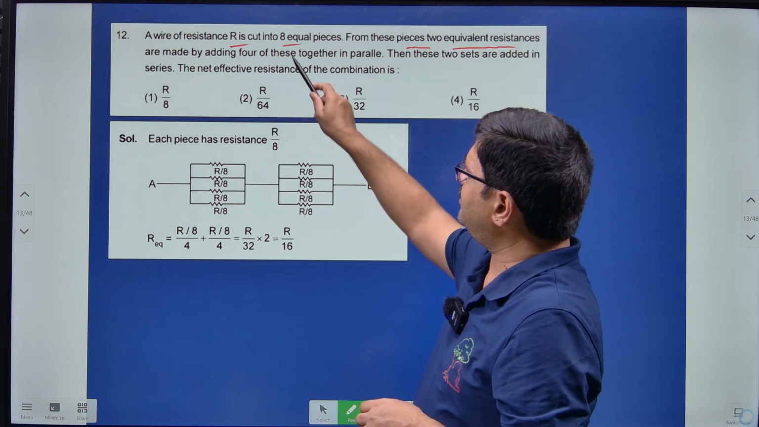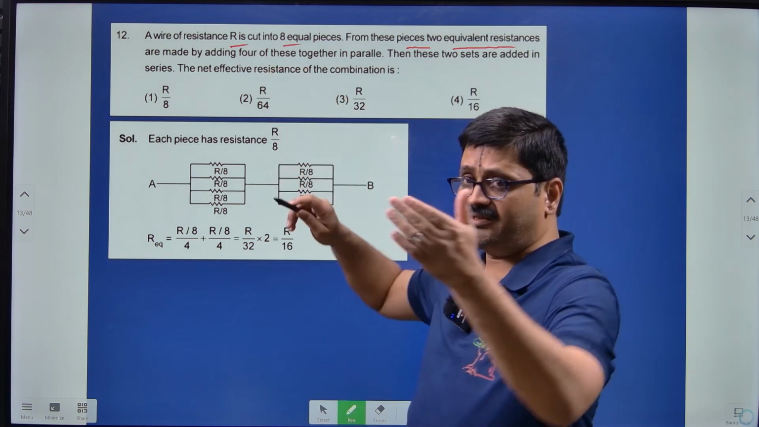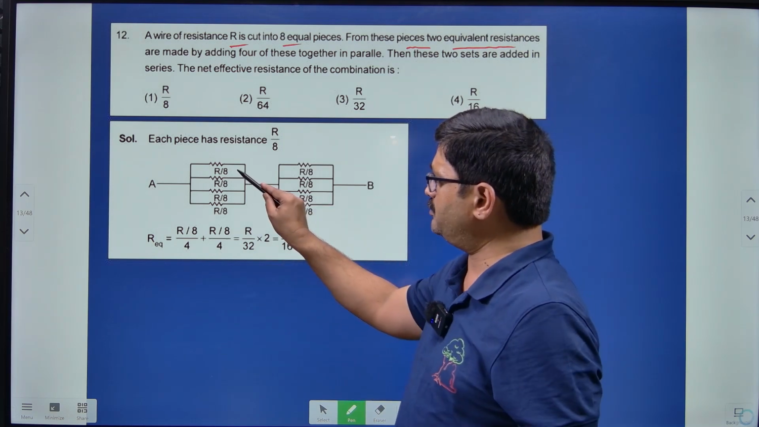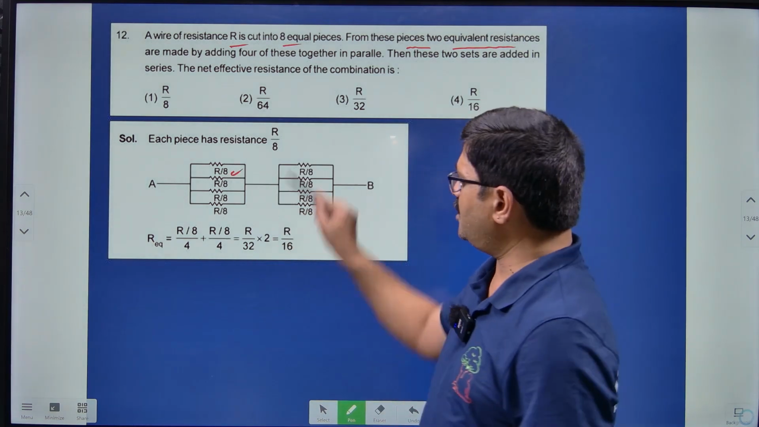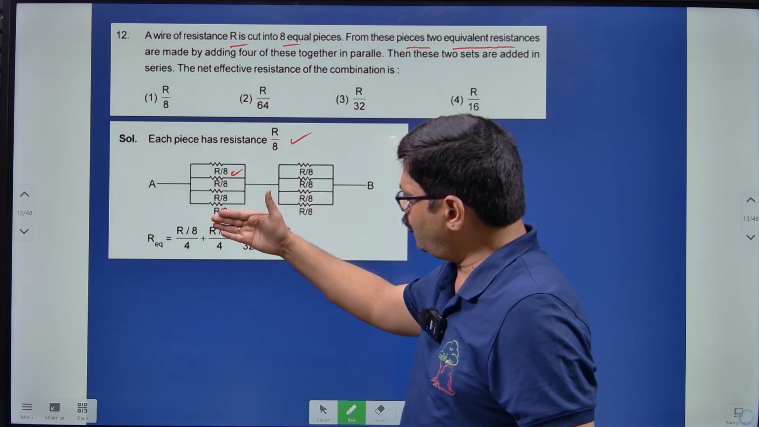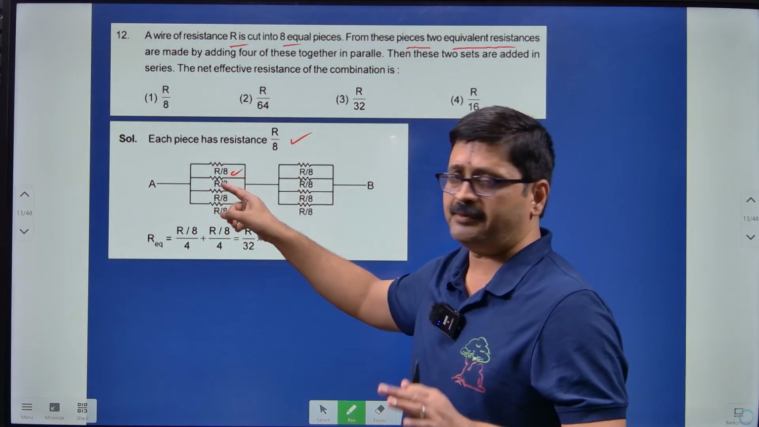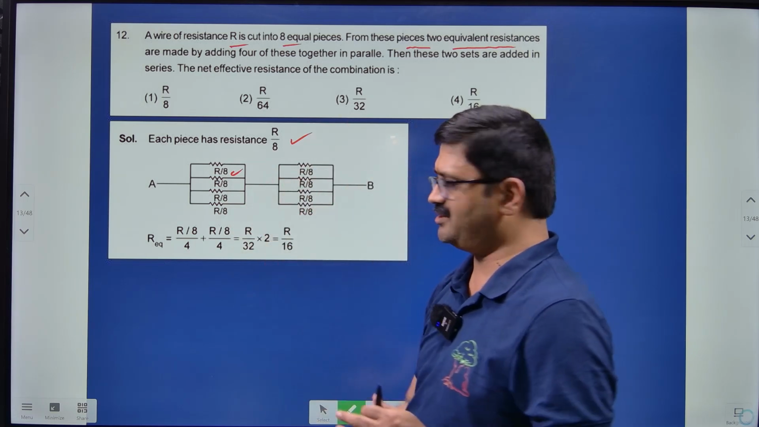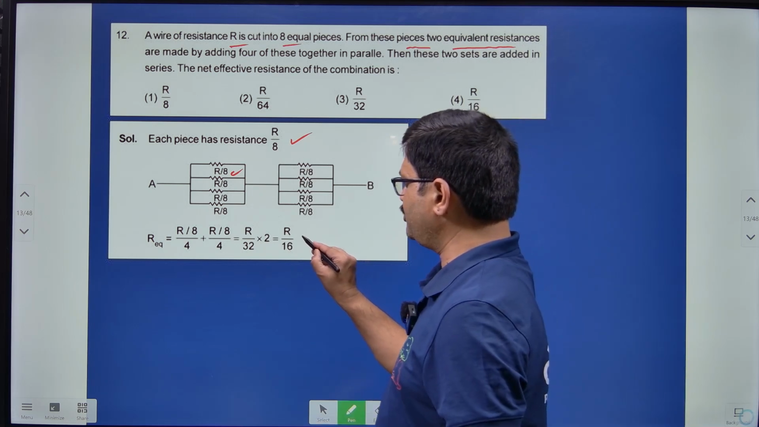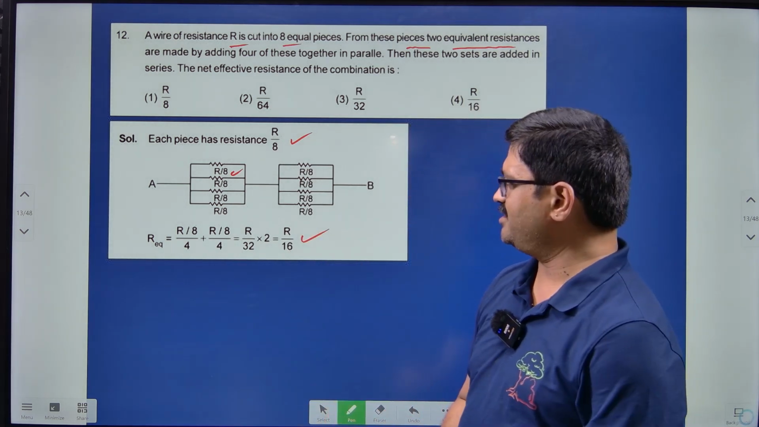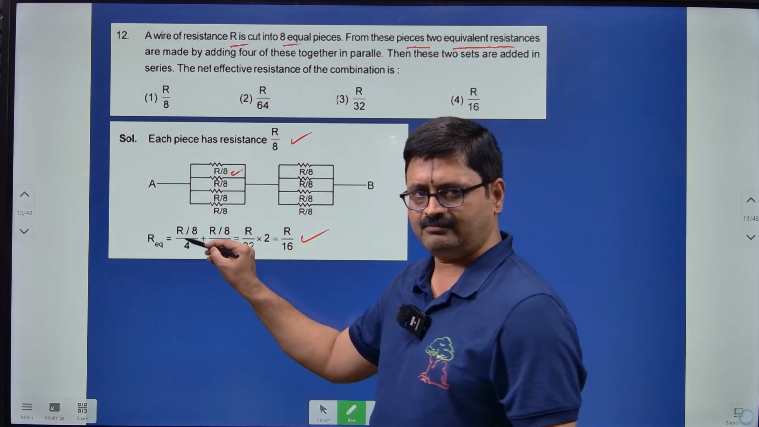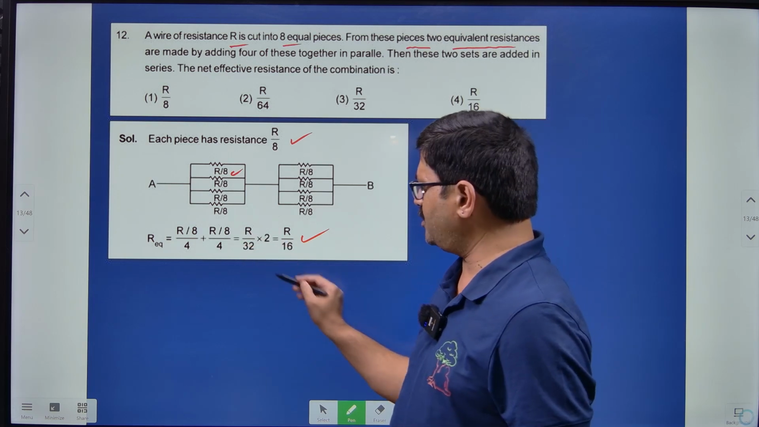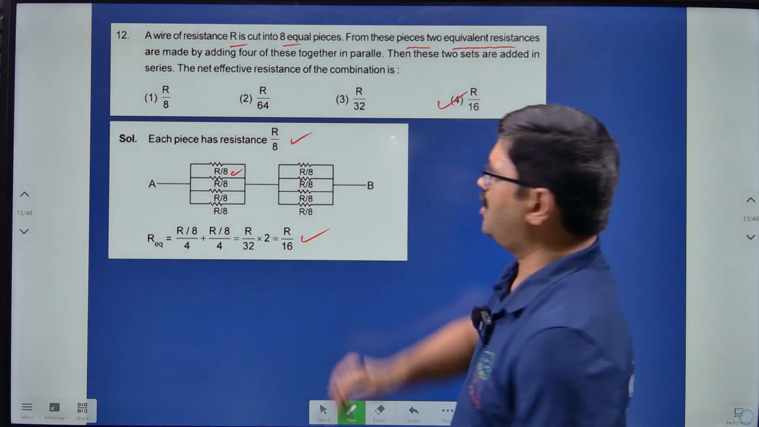We can easily see that one single wire is cut into 8 equal pieces. Definitely resistance of each part will be how much? R by 8 here, okay. So R by 8, such 4 R by 8s are connected in parallel. Then another 4 again they are connected in parallel, and their combination is connected in series. So hence equivalent resistance in this case should be how much? R by 16, because very easily we can see that R by 8 by 4 is R by 32, R by 32, R by 32, 2 into R by 32, R by 16. So this is option 4 here.